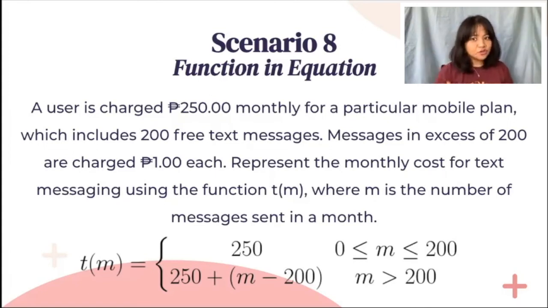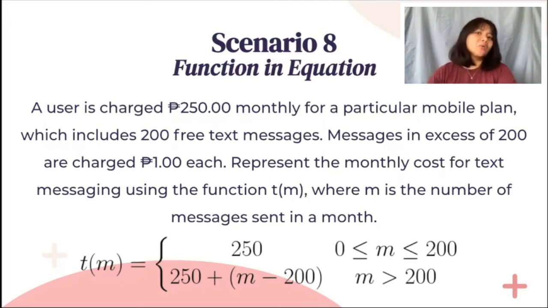So, tingnan natin sa function natin kung ni-represent ba natin yun ng tama. So, if it's 210, tingin tayo sa conditions, yung may mga greater than or less than. Alin ba dyan? O, 210. It's more than 200. So, dito tayo sa second row. If it's more than 200, let's try to put it in our function. So, yung M magiging 210. So, 250 plus 210 minus 200. 210 minus 200, it's 10 pesos. So, 250 plus 10, that would be 260. So, ang babayaran mo is 260.